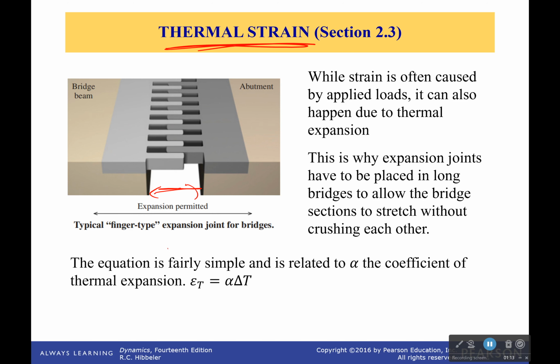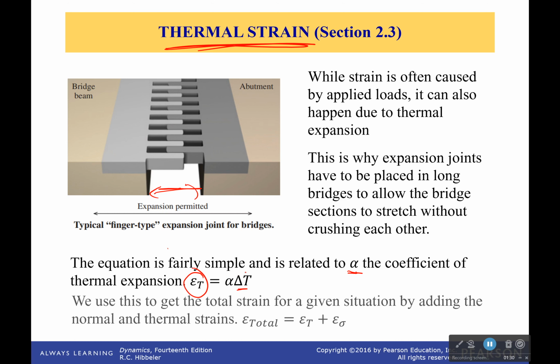Now the equation is really simple, and it's related to our coefficient of thermal expansion, alpha. And it's simply your thermal strain, which is always normal strain, is going to be equal to alpha times delta T, change of temperature times alpha. And therefore, if we wanted to, we could use this to calculate the total strain, which would simply be our thermal strain plus the strain from the applied load.